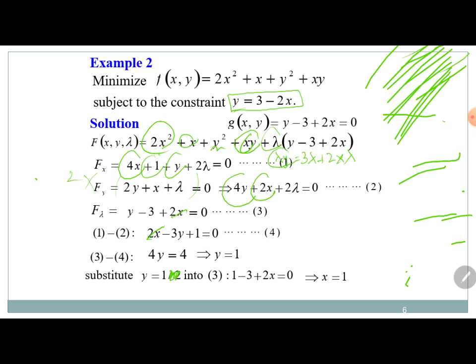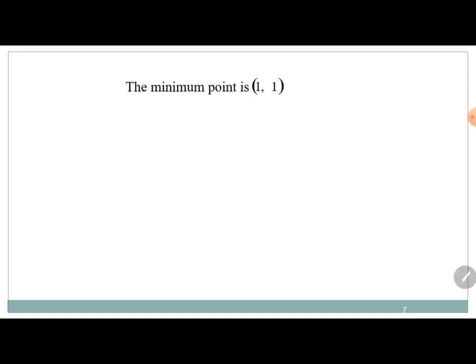So we need to find the x, and then we need to find the value. So the minimum point is 1, 1. So the value will be substituting the x equal to 1, y equal to 1 into the f function. So we get 2 of 1 squared plus 1 squared plus 1 multiplied by 1, which is equal to 5. So this is the minimum value.